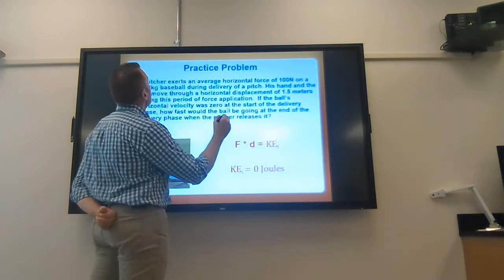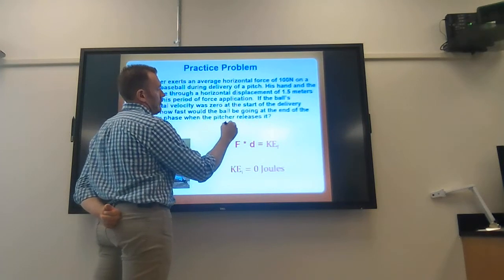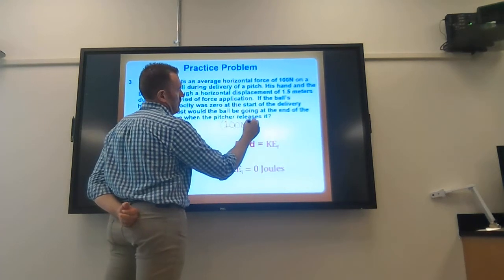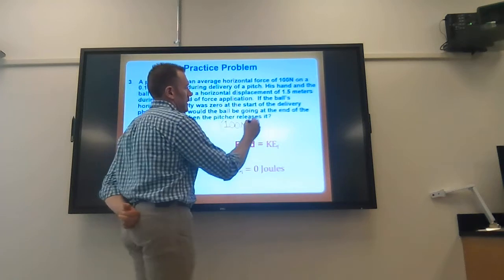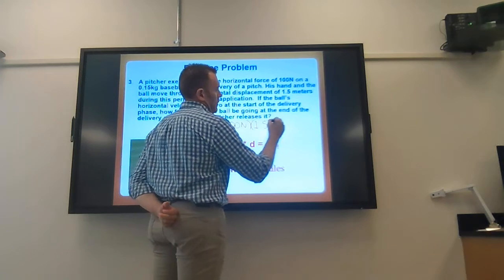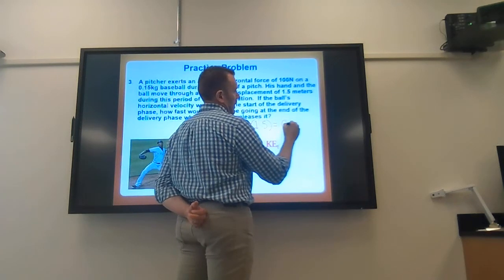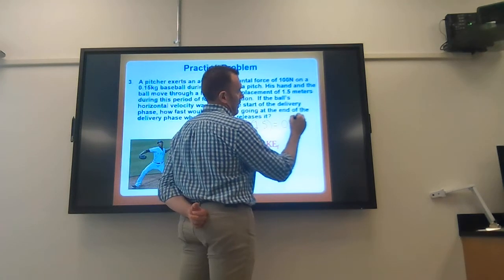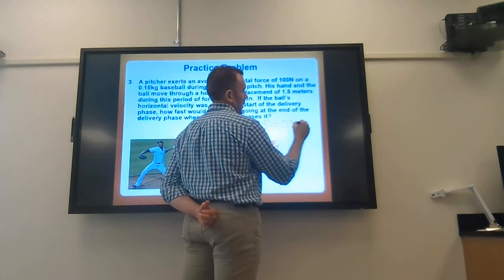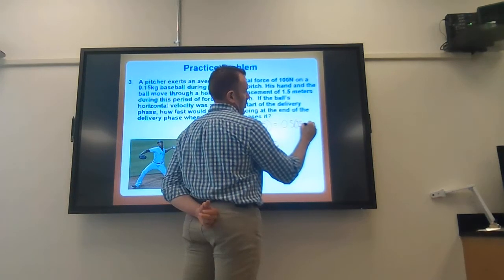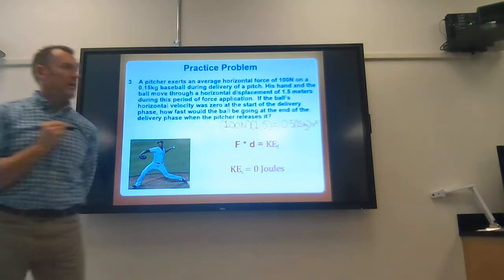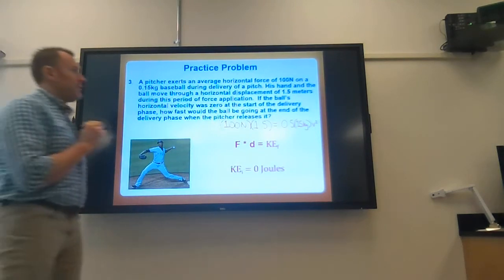So we've got 100 times 1.5 equals, and like I said, I prefer just to use 0.5 rather than 1/2, times 0.15 kilograms times v squared.